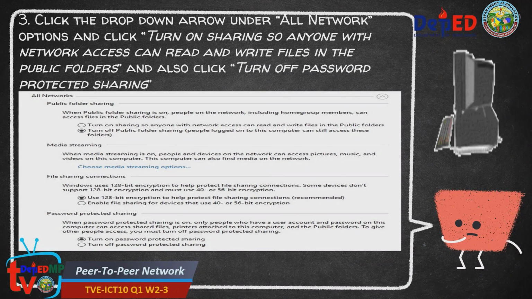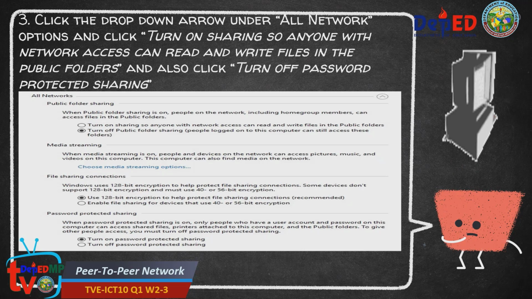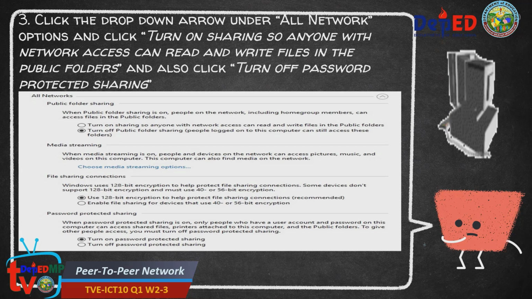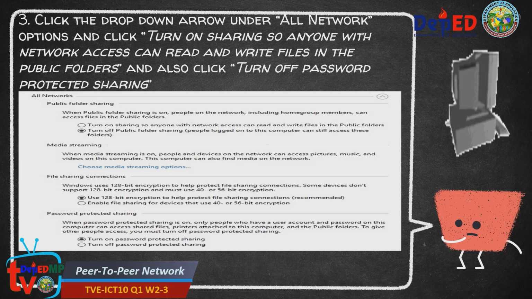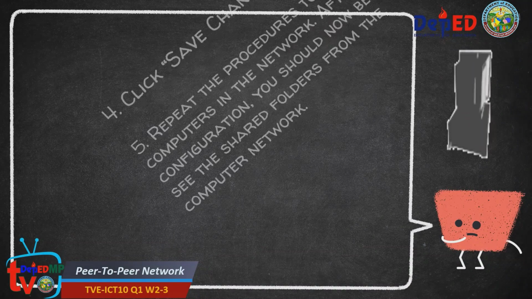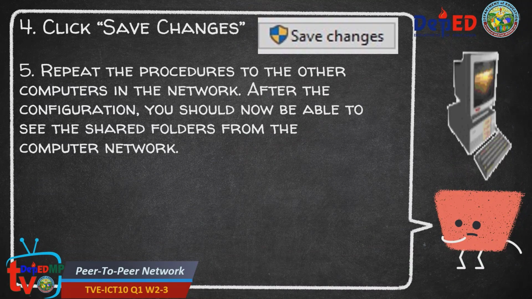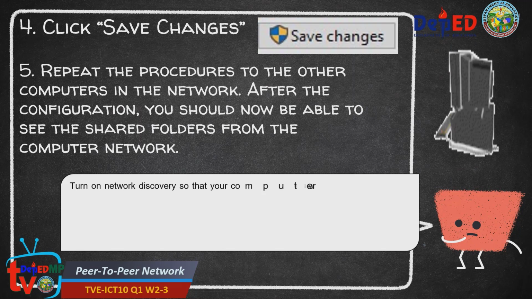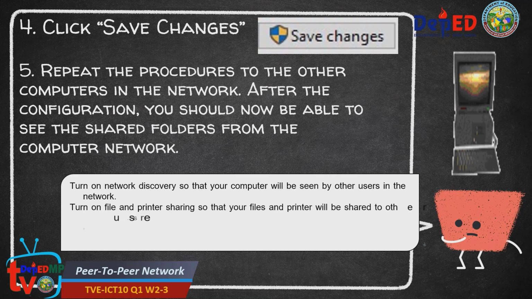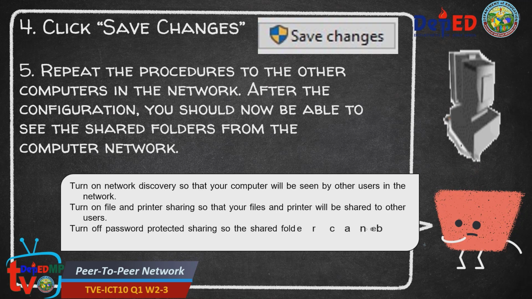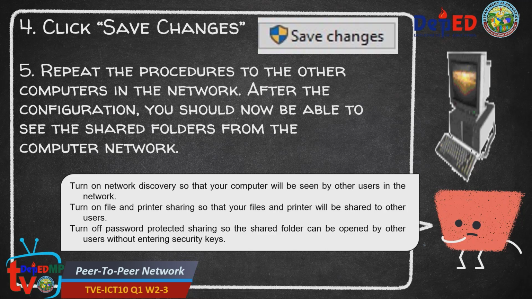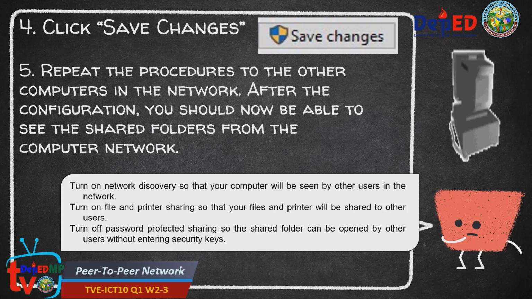Number 3. Click the drop-down arrow under All Network Options and click Turn on Sharing so anyone with network access can read and write files in the public folders, and also click Turn off Password Protected Sharing. Number 4. Click Save Changes, just like you are seeing. And number 5. Repeat the procedures to the other computers in the network. After the configuration, you should now be able to see the shared folders from the computer network.